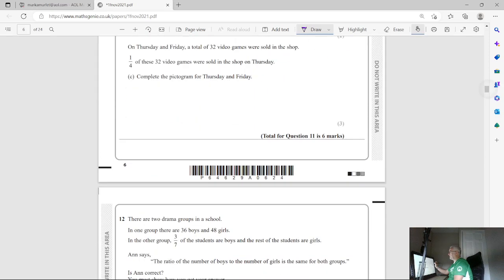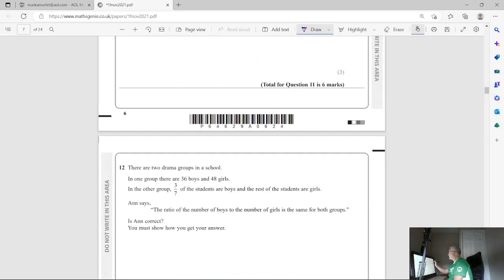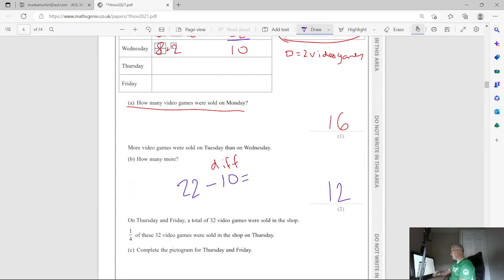Okay, on Thursday and Friday, a total of 32 video games were sold in the shop. 1/4 of these video games were sold in the shop on Thursday, and it's asking me to complete the pictogram for Thursday and Friday. So 2 pieces of information. Again, do it line by line. So the first one is there were 32 games.